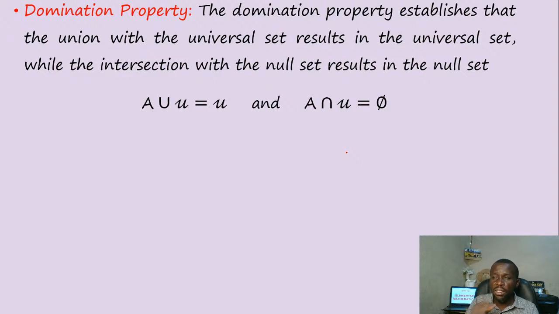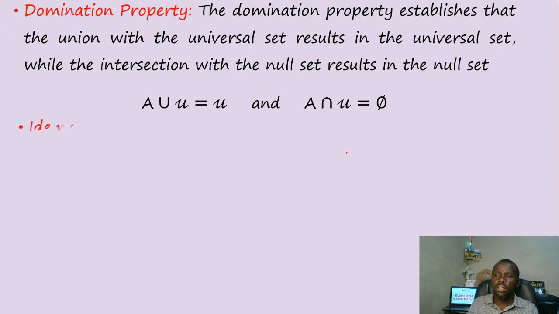So that's why we have to look at it. Now, the word domination, it dominates. So A union universal, what is in A and in the universal? Definitely what is in A is already in the universal. And that's why they call it universal, general. That is in all. So A union universal is universal. A intersection empty is empty.